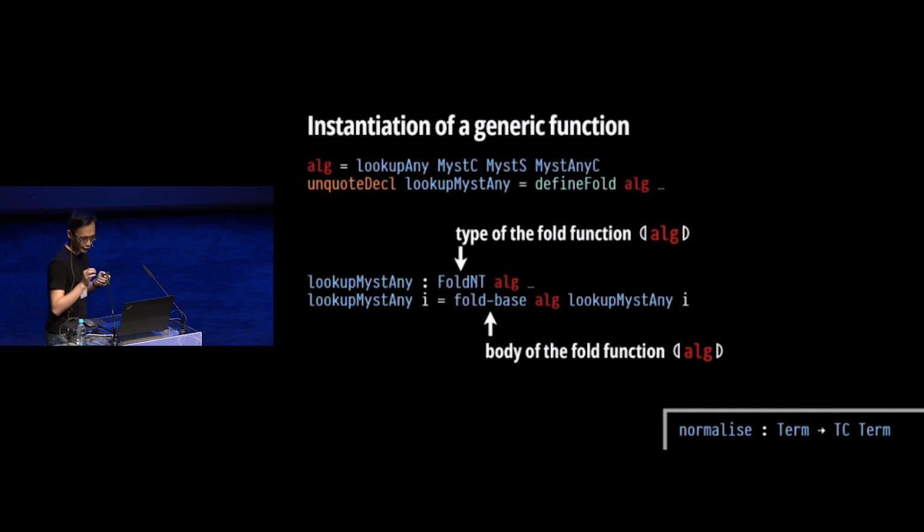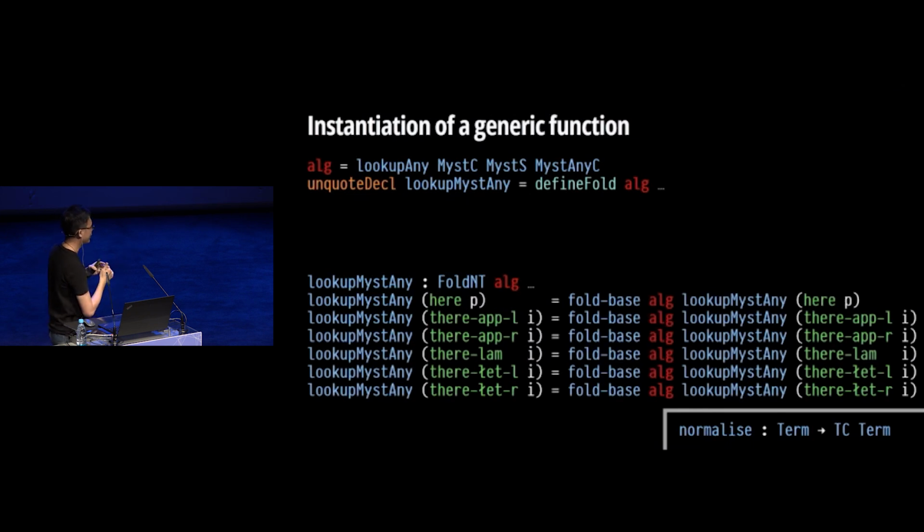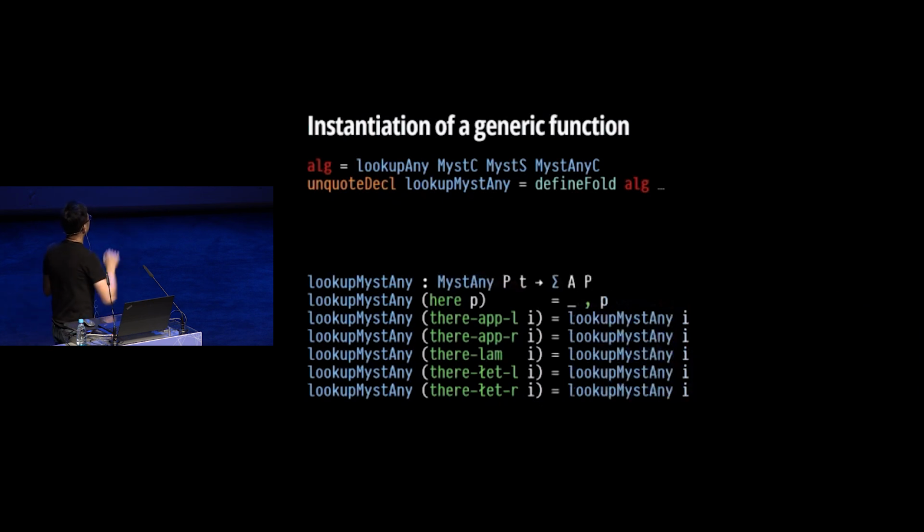But there's a catch, because fold base doesn't actually expand unless you instantiate, you replace I with some actual constructors. So we have to use Elaborator reflection to do some kind of case splitting ourselves and to generate this kind of definition. It's actually not that hard. You can see that it's actually very mechanical, so it's manageable. And finally, we just normalize the right-hand sides. And that gives you the clean definition.